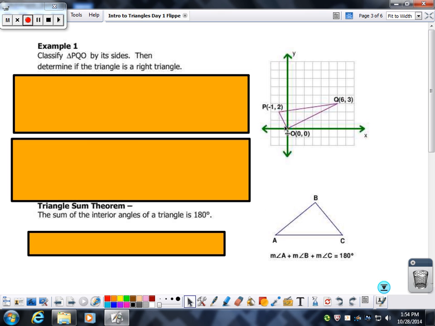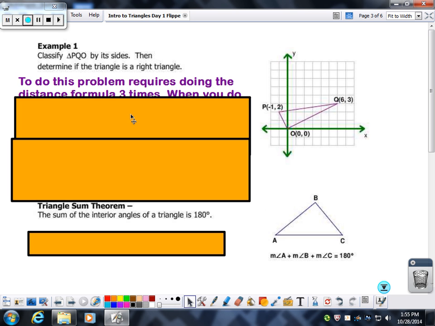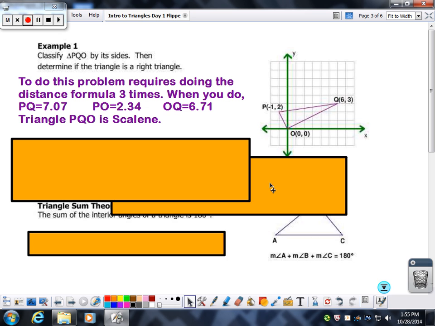Here's an example. We want to look at this triangle PQO. We want to classify it by its sides, then determine if the triangle is a right triangle. Well, how can we do that, you ask? First thing we're going to have to do is do the distance formula 3 times to find out the length of these 3 sides. If you do that, and I went here and did it for you, you'll find that the length of PQ is 7.07, the length of PO is 2.34, and the length of OQ is 6.71. As we can see, those 3 are different numbers, making triangle PQO a scalene triangle.